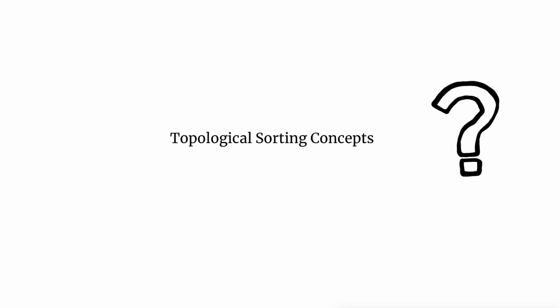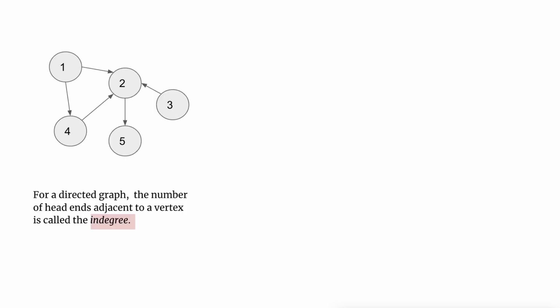How did we do that? Let's dive into the concepts of topological sorting. First, let's recall a key concept for a directed graph, the in-degree. It's the number of head ends adjacent to a vertex. Now, can you figure out the in-degree for each vertex in this graph?